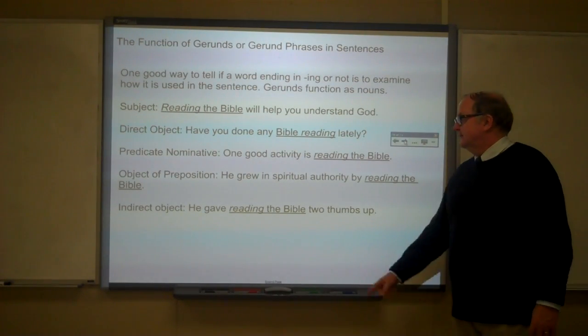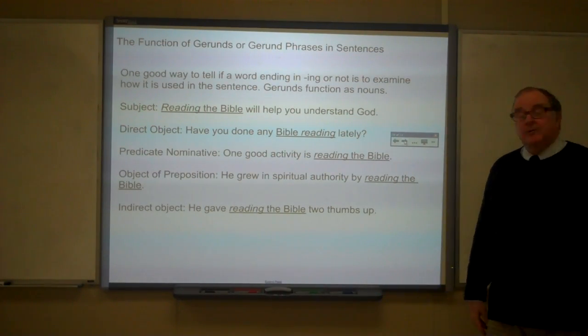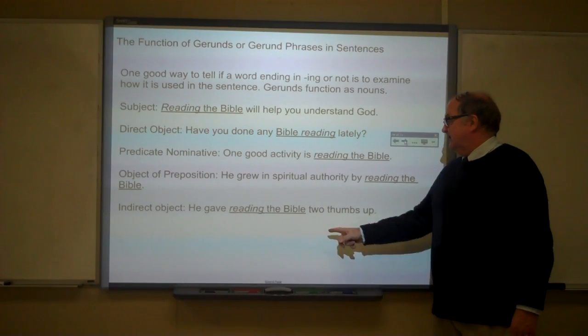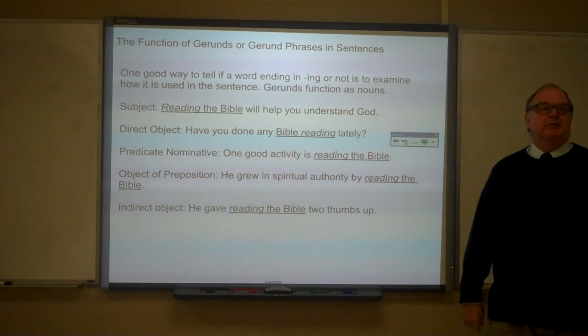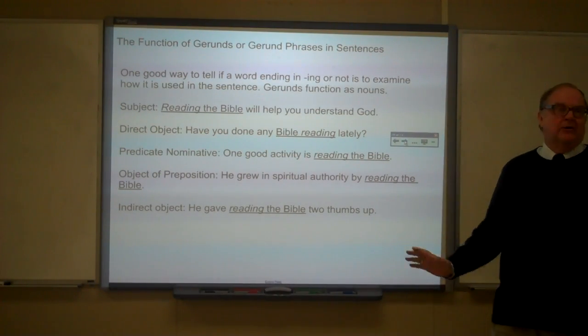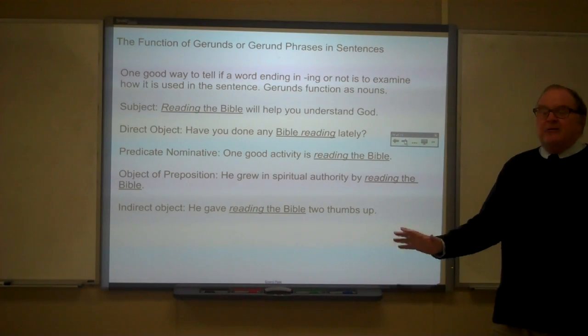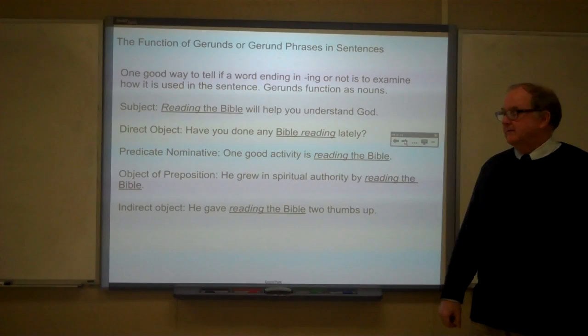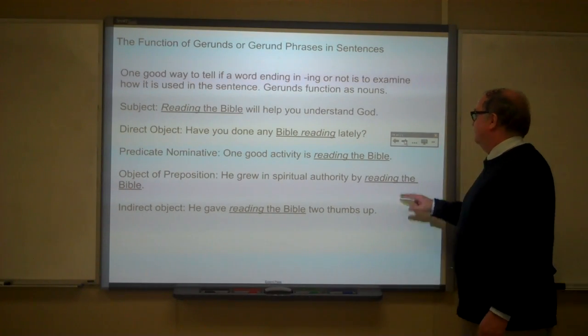Indirect object, not real common, but it happens once in a while. He gave reading the Bible two thumbs up. He gave what? He gave two thumbs up. Who or what did he give the two thumbs up to? Reading the Bible. So, not real common, but occasionally they can be indirect objects.